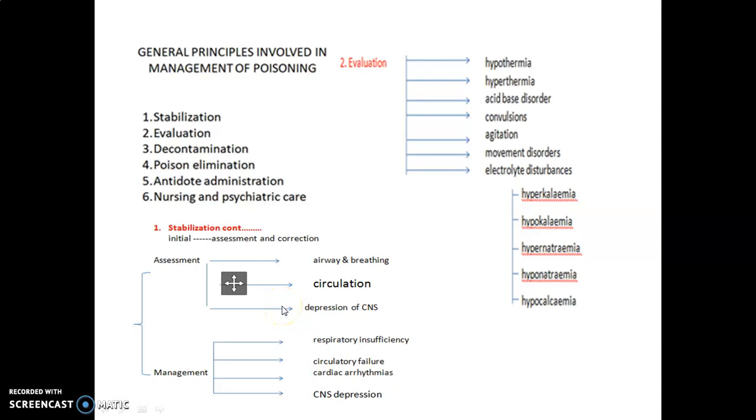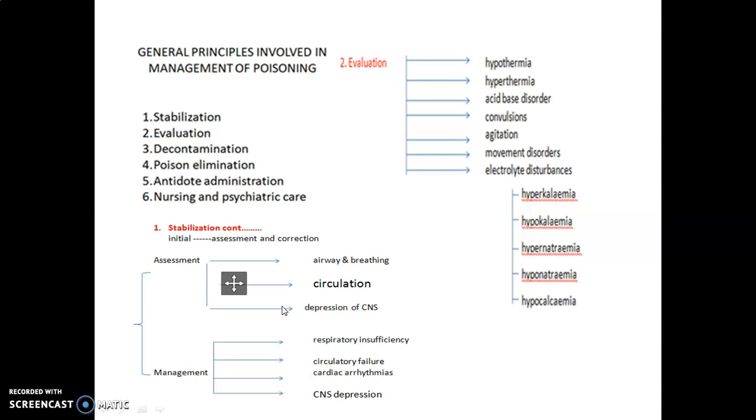In the last few videos, we have studied the general principles involved in the management of poisoning, where we came across 6 steps in the general principle, which included stabilization, evaluation, decontamination, poison elimination, antidote administration, nursing and psychiatric care. Up to now, we have completed the first 5 steps in the general principle involved in the management of poisoning.